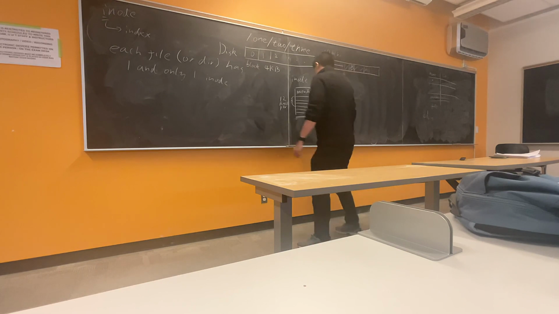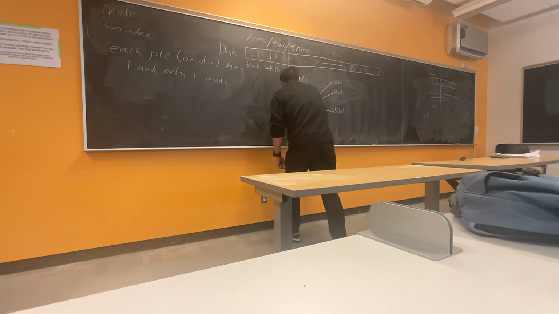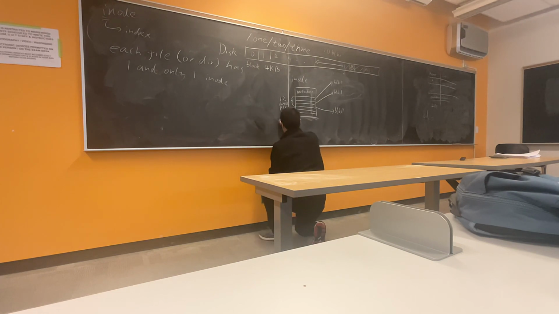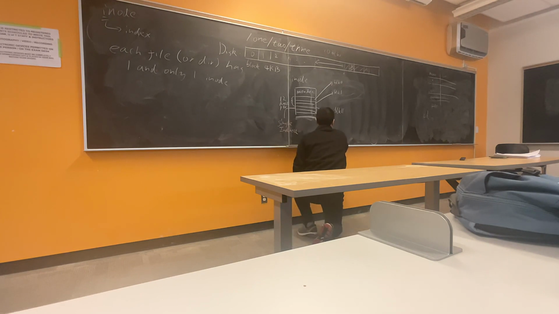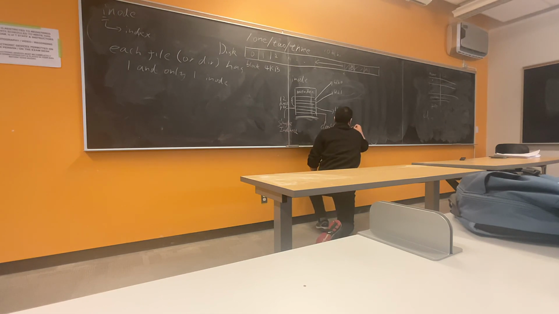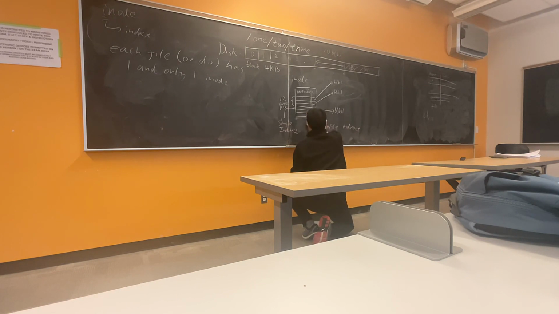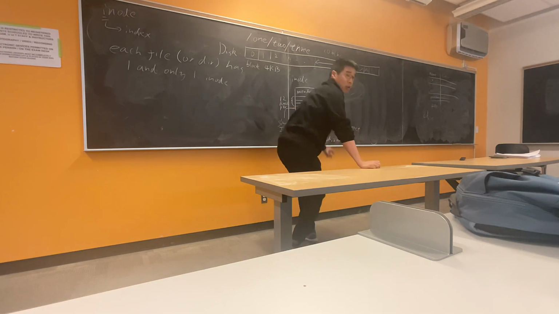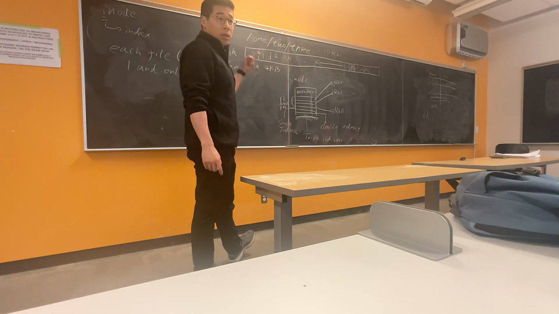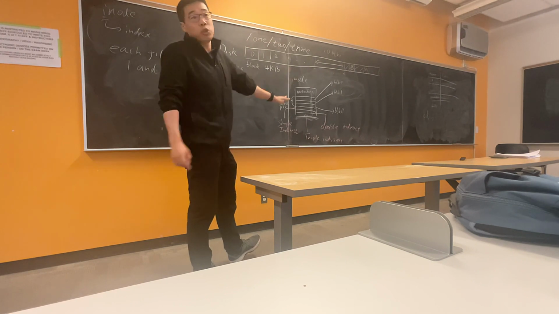I'll use a different color. This entry has a special name. It is called single indirect. The next one is called double indirect. And the last one is called triple indirect. You can see it, right? What does it mean? And that's the end. You don't have more entries for the inode.